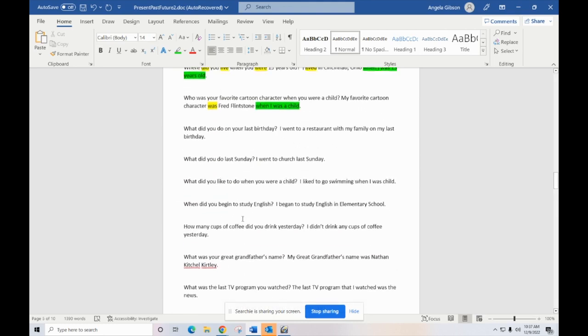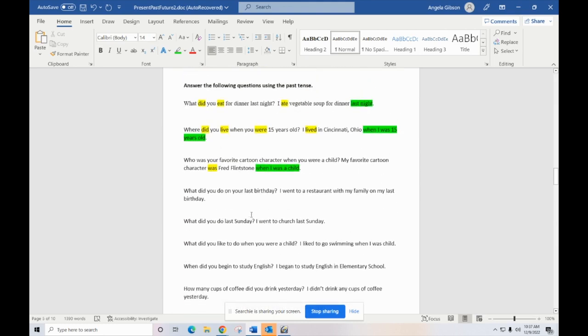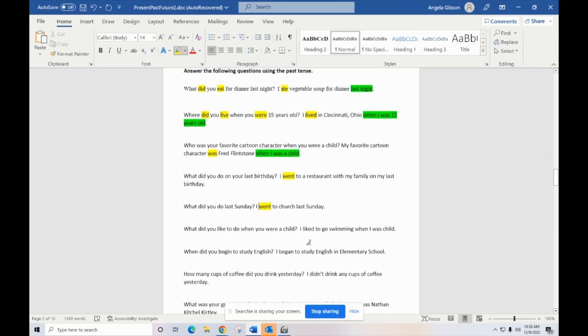Okay, so let's look at these examples that we just created. So if we mark the verb first, I went. Went is the past of go. I went to a restaurant with my family on my last birthday. I went. Okay, again, is the past tense of go. I liked. It's a regular verb, like, liked in the past tense. I began. So the present tense is begin, past tense is began.